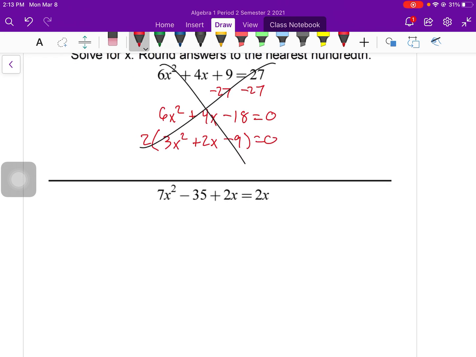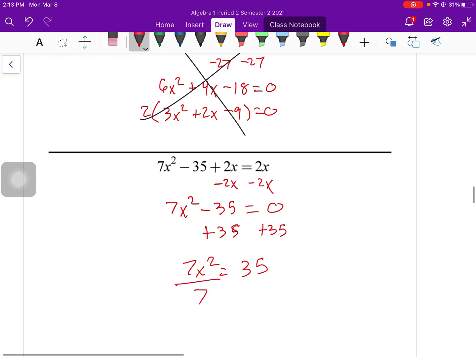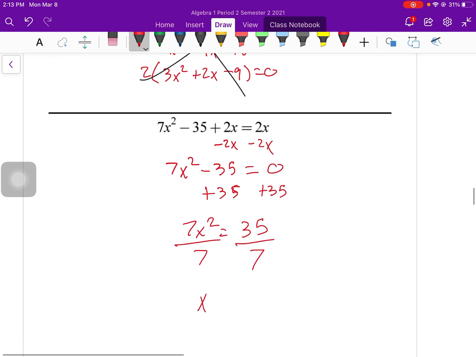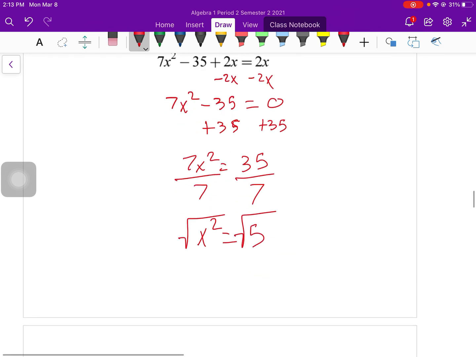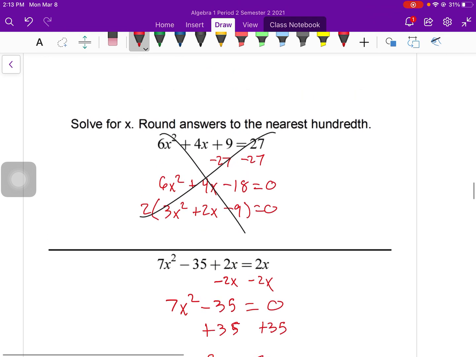All right, now for this next one, I'm going to subtract 2x from both sides. That gives me 7x squared minus 35 is equal to 0. So I'm going to add 35 to both sides. So 7x squared is equal to 35. When we divide both sides by 7, we get that x squared is equal to 5. So we take the square root of both sides. Now, simplest radical form would tell me it's plus or minus the square root of 5, but the directions say to round to the nearest hundredth. Hundredth is 2 decimal places.